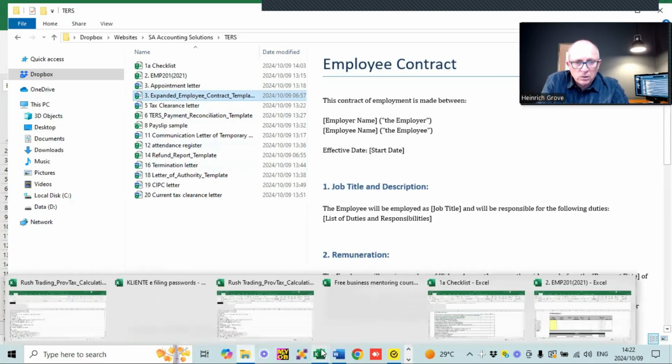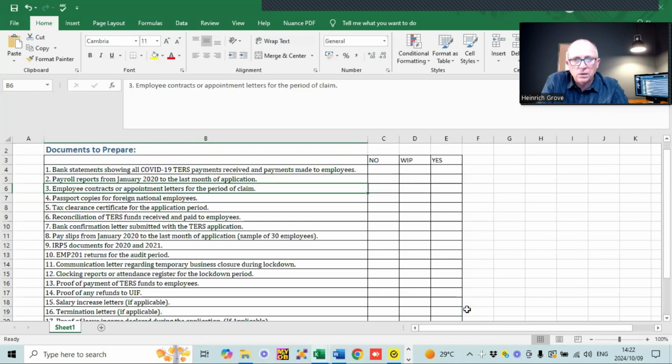Let's quickly see what was the next thing we are busy with. Let me quickly see my checklist. Yeah, so employee contracts or appointment letters for the period of the claim. The next one is the passport copies of the foreign national employees. So if you did have any passports or people from foreign nationals that were working for you, then you need that.